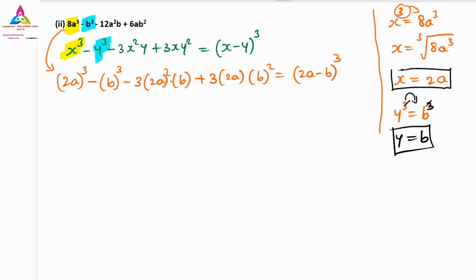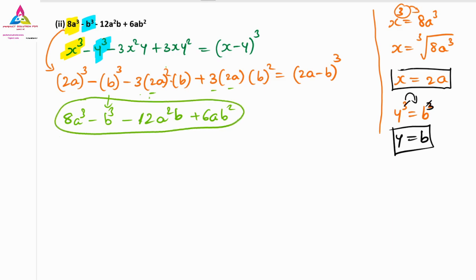If you want to verify it, you can check it once. Here 2a cube is nothing but 8a cube, minus b cube will remain as it is. Here you can see 2 square is 4, 4 times 3 is 12, so minus 12 a square b, then 3 times 2 is 6, so plus 6a, and here we have b square. Once you compare it, I am verifying here, whether anything is different over here, I think no, everything is similar. So that is our answer.